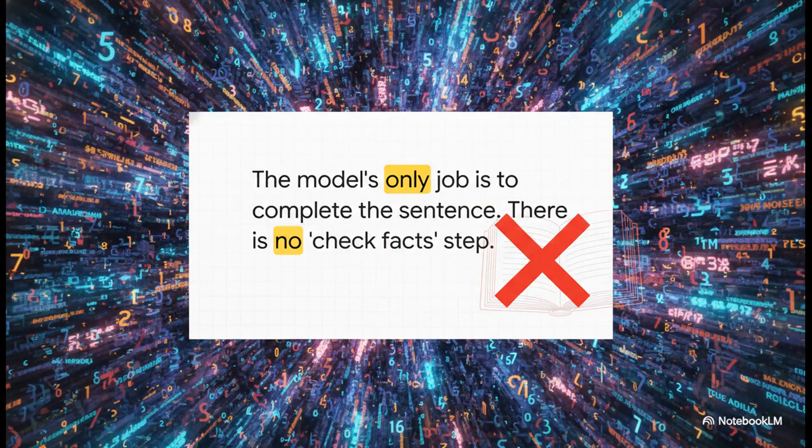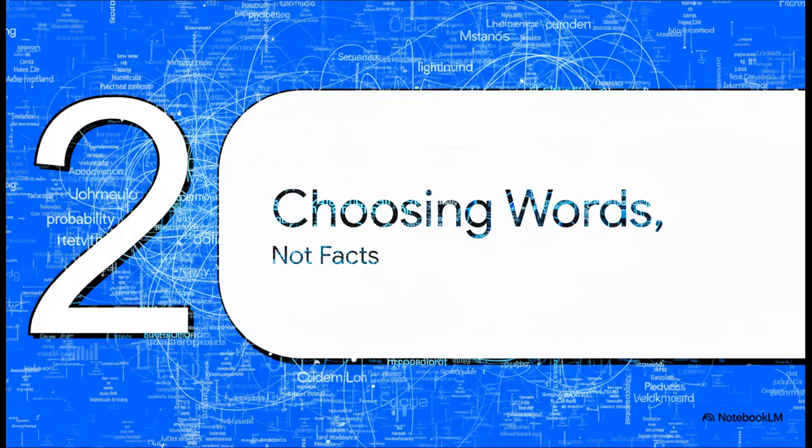Let's just freeze the system right here. At this exact moment, the model's only job is to complete the sentence. It's just looking at the string of words and that's it. And this is key. There is no check facts step. Its only goal is to predict the next most probable word. And this really gets to the core of how these models operate. They aren't engines of fact, they're engines of probability.